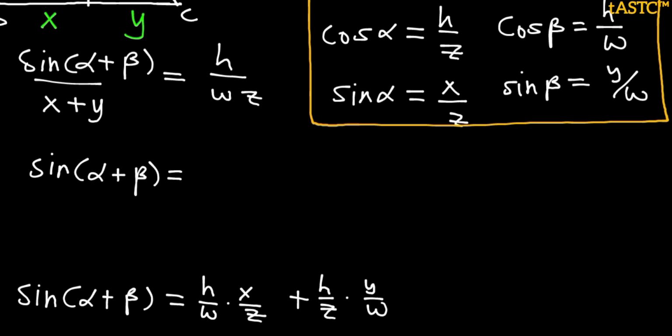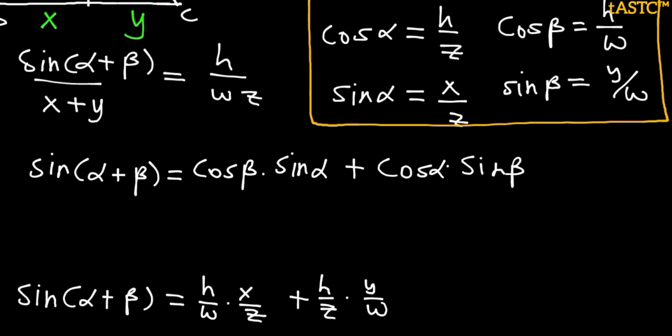So sine of alpha plus beta will be H divided by W. Now H divided by W, that is cos beta. So I'm going to rewrite it there. That will be multiplied by X divided by Z, which is sine alpha. Then you have H divided by Z, that is cos alpha. Then you have it multiplied with Y divided by W, which is sine beta. So this is what you're going to have.